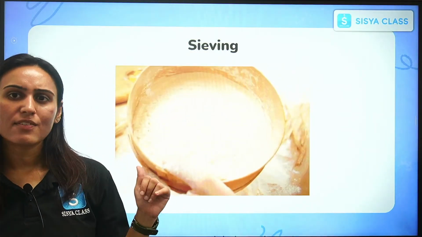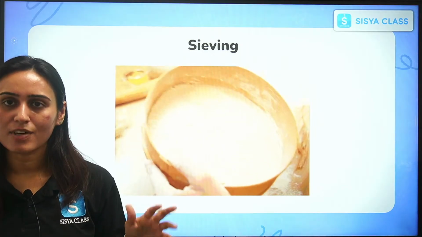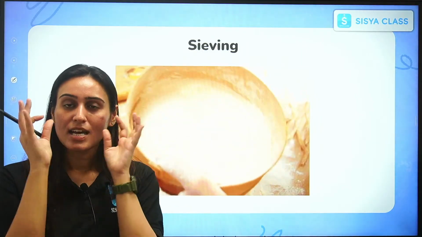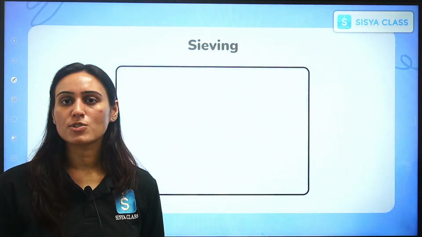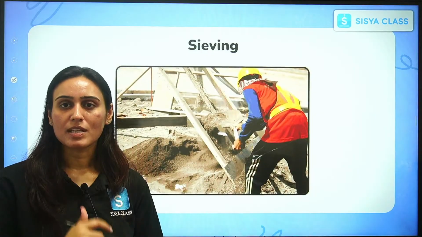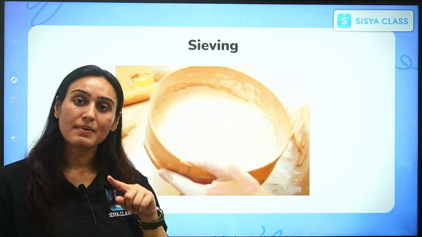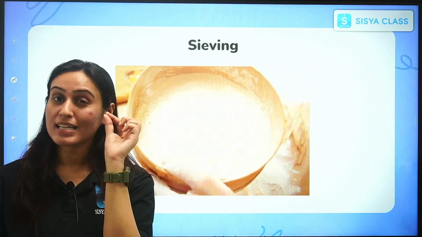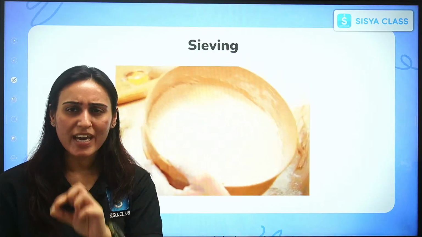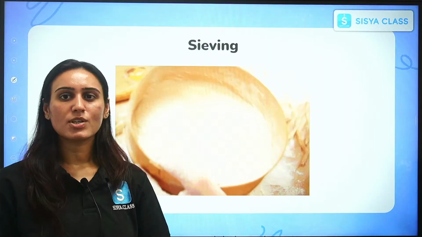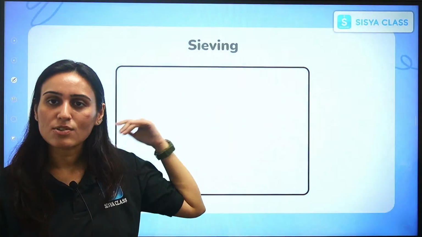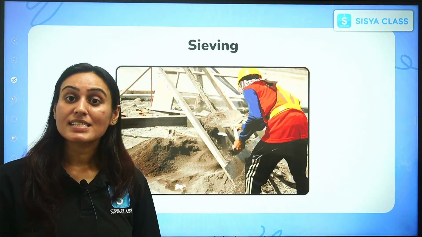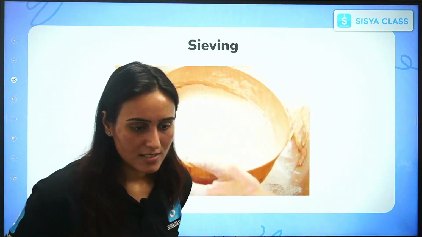So what are we doing here exactly, everyone? The smaller components will pass through the holes of that sieve and the bigger components will be left behind. So you have separated out the unwanted material that is very tiny, very fine, because it passes through the holes of the sieve. So we are trying to learn another method here, everyone, sieving. Okay, let's see what it is.